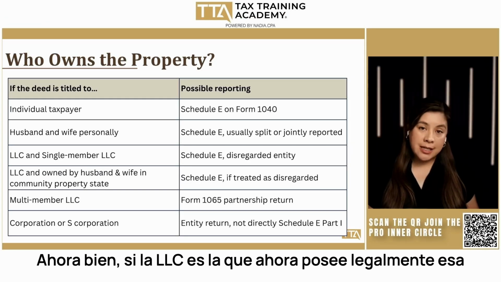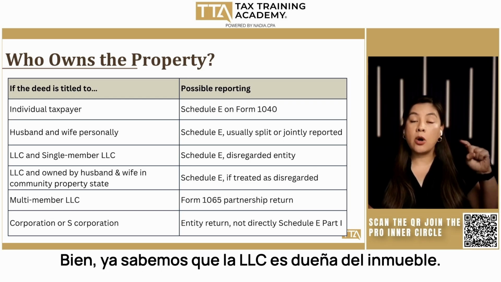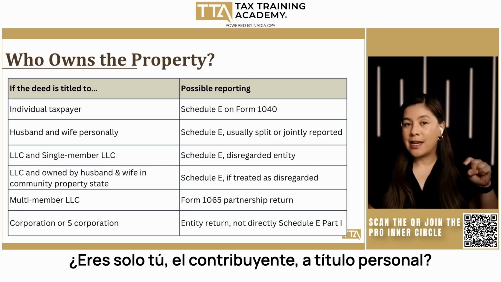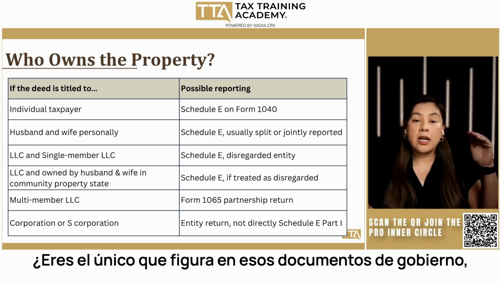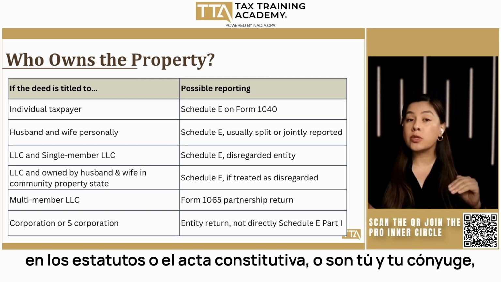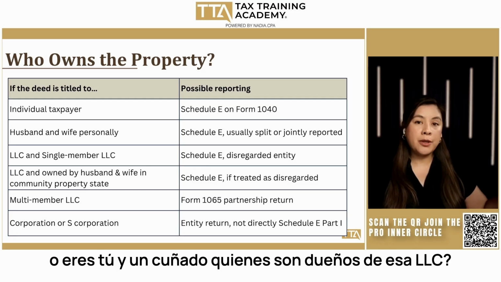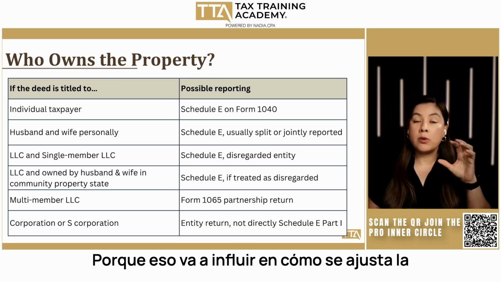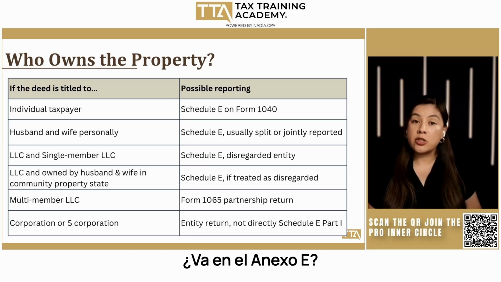Now, if the LLC is the one who legally owns that property, now we're going to have to ask another question. Okay, we know that the LLC owns the property. Now, that LLC, who owns that LLC? Is it just you, taxpayer, personally? Are you the only one listed on those governing documents, the articles of incorporation? Or is it you and your spouse? Or is it you and a brother-in-law? Who owns that LLC? Because that's going to matter on how that reporting of the rental income and expenses gets adjusted. Does it go on Schedule E?